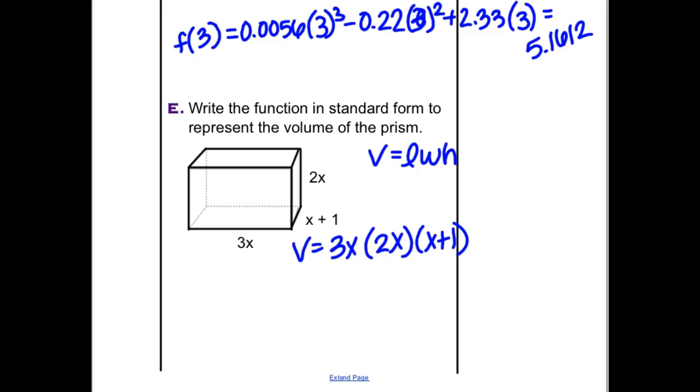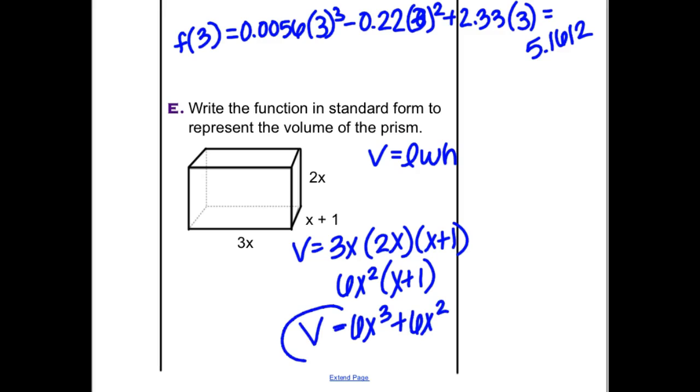So 3x times 2x is 6x squared. We need to take that times x plus 1. Well, 6x squared times x is 6x cubed. 1 times 6x squared is 6x squared. And then if I asked you to evaluate it, you could do that, which would just be put whatever value of x in for x and tell me what you get for the volume.